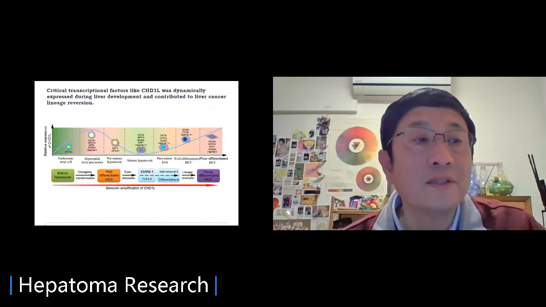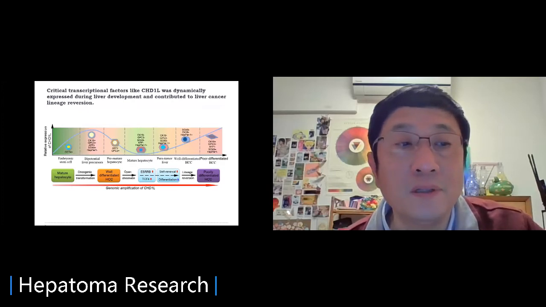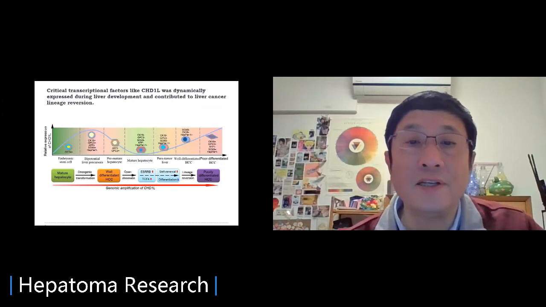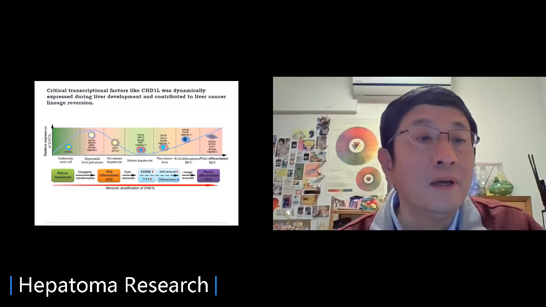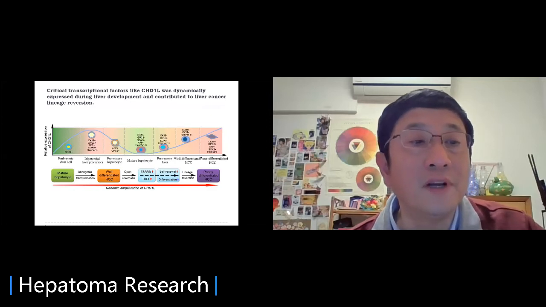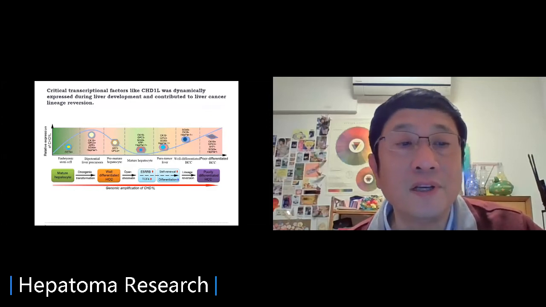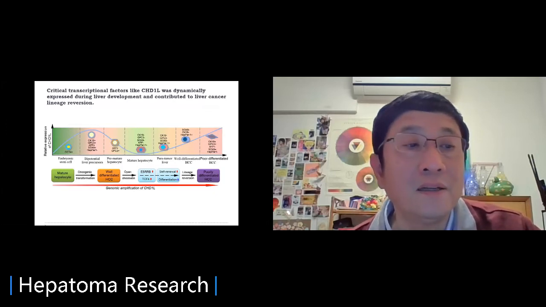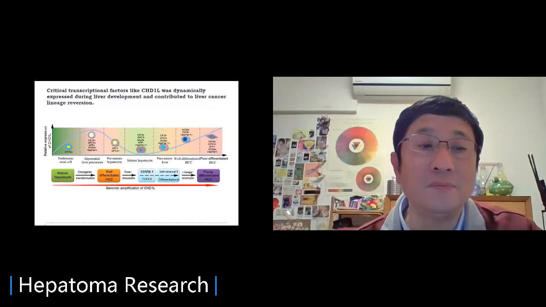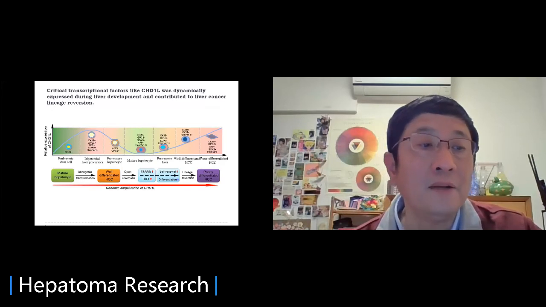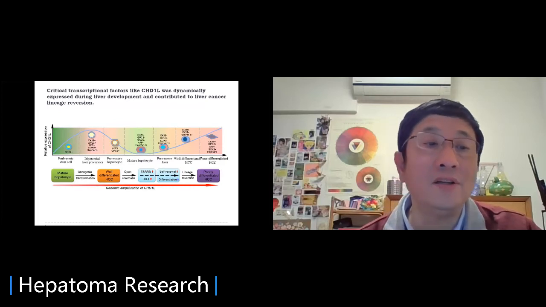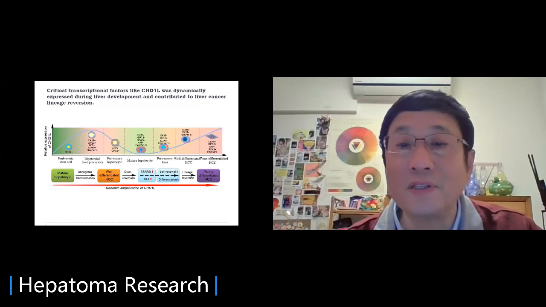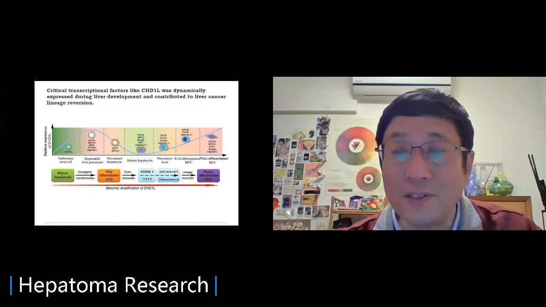So recently, we found that some critical transcriptional factors such as CHD1L are dynamically expressed during liver development and contribute to liver cancer lineage reversion. Therefore, a systematic characterization of the liver development landscape might help us better understand liver carcinogenesis and identify some driver events.